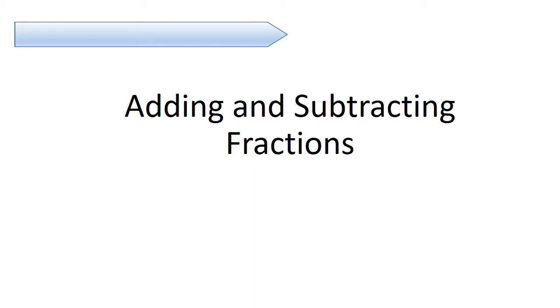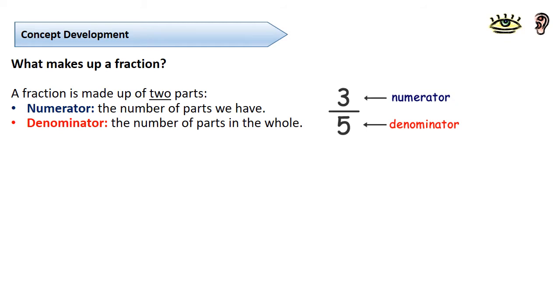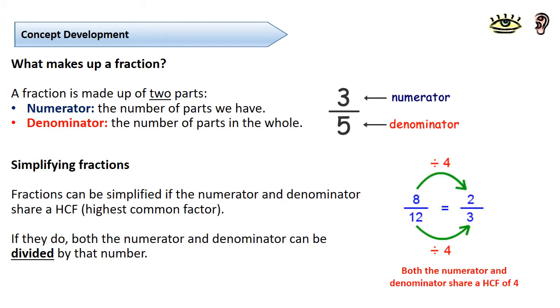Right, week 3 we're going to be having a look at adding and subtracting fractions, which we did have a look at in term 1, so that should be a bit of revision for us. So what makes up a fraction? You've got both the top and the bottom number. The top number is called the numerator and the bottom number the denominator.